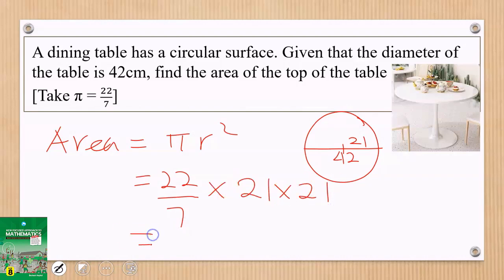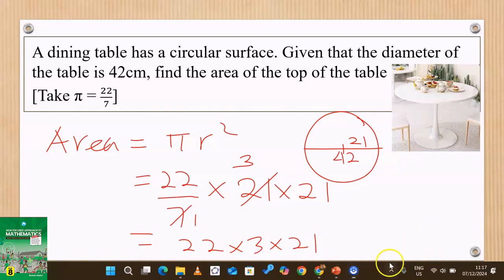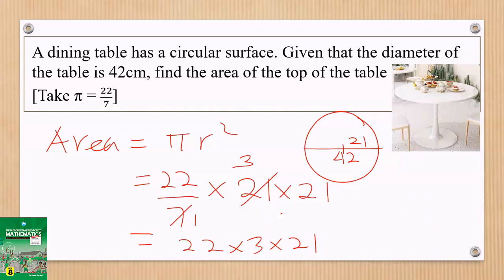Right. So with simple cancellation, we can let 7 divide itself once. 7 can divide here as 3. Now what we have is 22 times 3 times 21. If you take your time and do this calculation very well, you realize that your answer will come as 1,386 centimeter squared. And that is the area of the circular surface of the table. Let's take the last example.